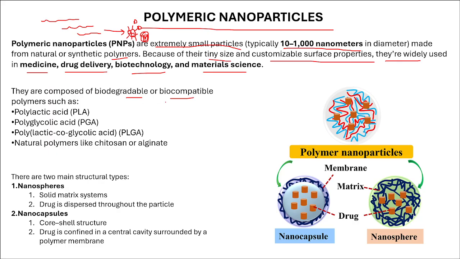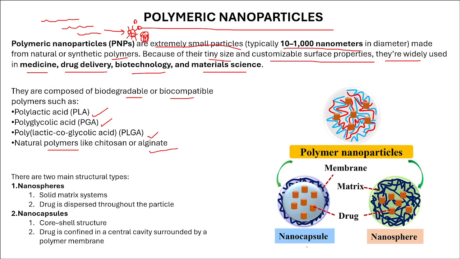They are composed of biodegradable and biocompatible polymers. It's not limited to this only. There are many other polymers also which are used, like PLA, PGA, PLGA, chitosan, alginate. These are the natural polymers. So these polymers are used for synthesis.